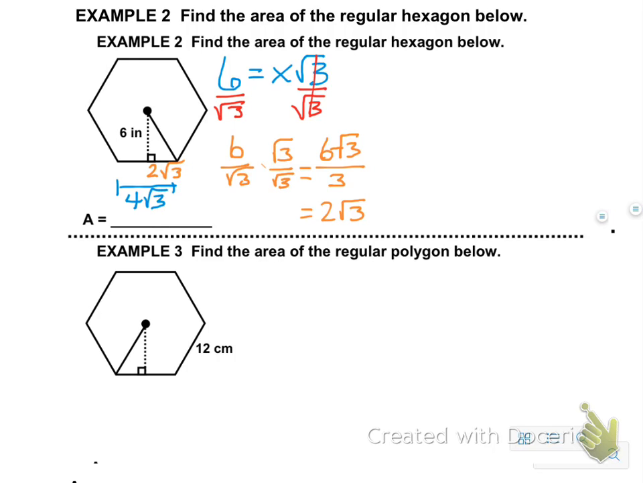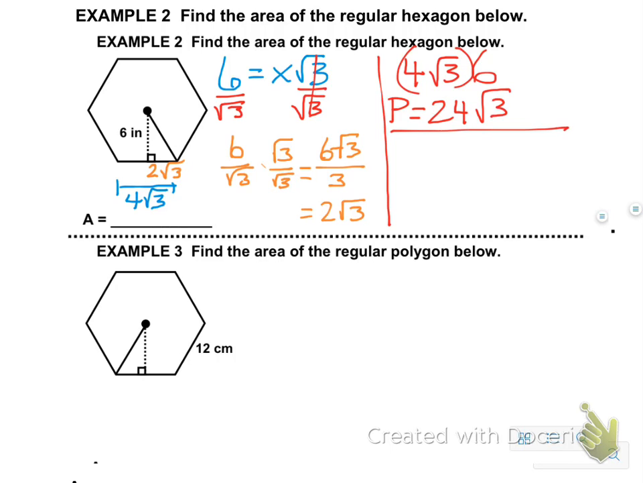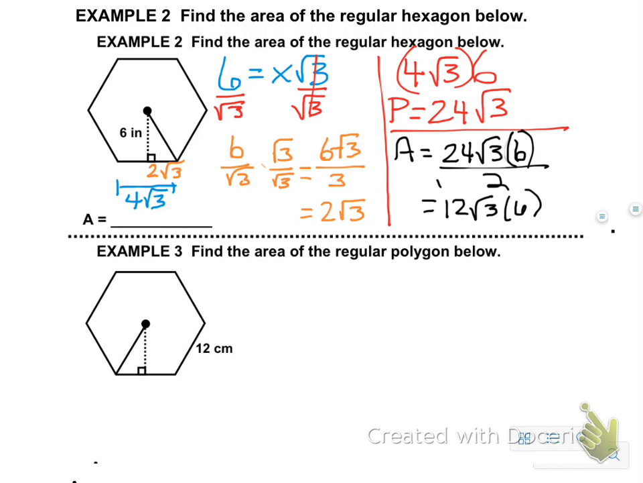And we also need the perimeter. So if we have the side length, then we're going to take this side length times 6. So the perimeter is 24 square roots of 3. And now we're going to find the area. So I'm going to take my perimeter times the apothem and then divide by 2. So we can simplify it in different ways. I'm going to reduce the 24 and the 2 first, so that's going to give me 12 square roots of 3 times 6. So our final answer to this one is going to be 72 square roots of 3 inches squared.